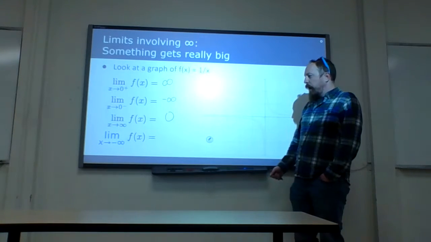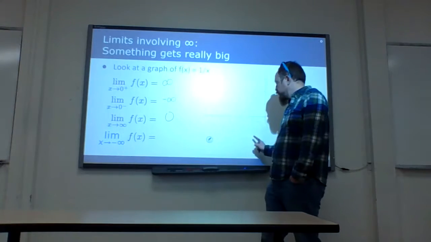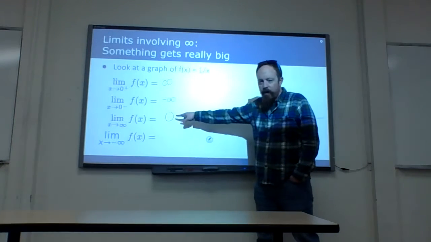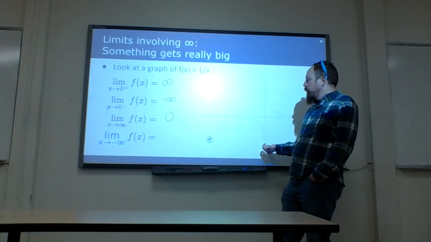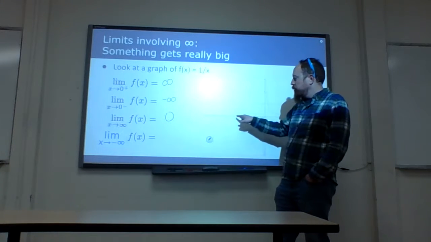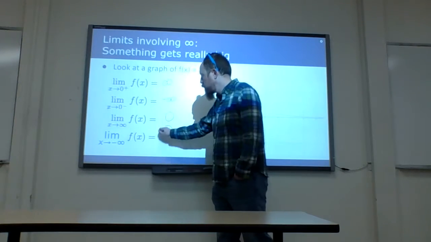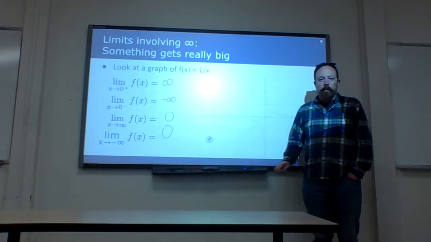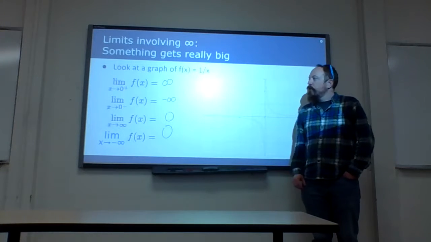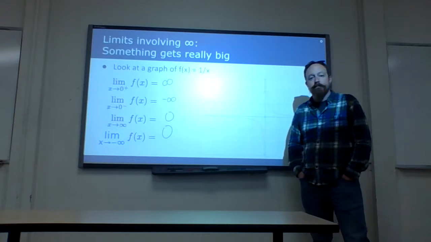And similarly, we might ask, what happens as x gets bigger and bigger negative forever? So what happens as x goes that way forever? Similarly, we can look at the way the graph is going and say, well, those function values are getting closer and closer to 0 as well. So that's what limits involving infinity are all about. They're about something getting really big and seeing what happens.